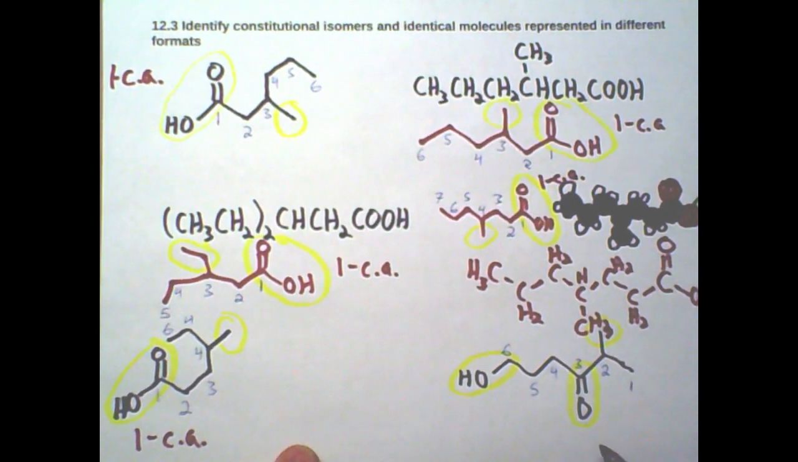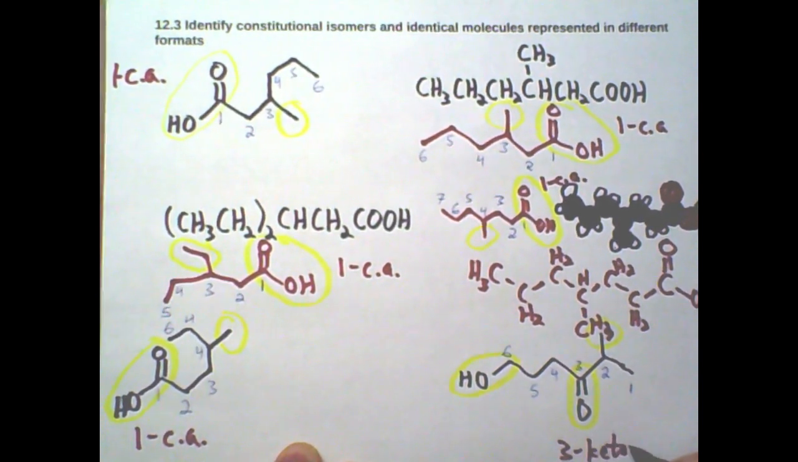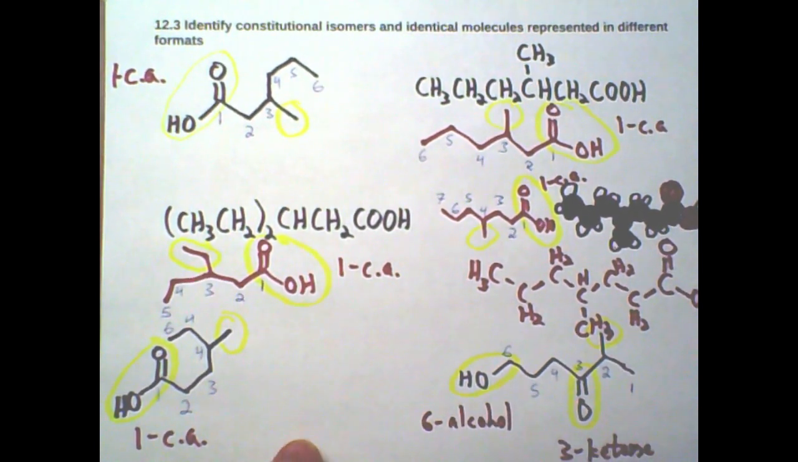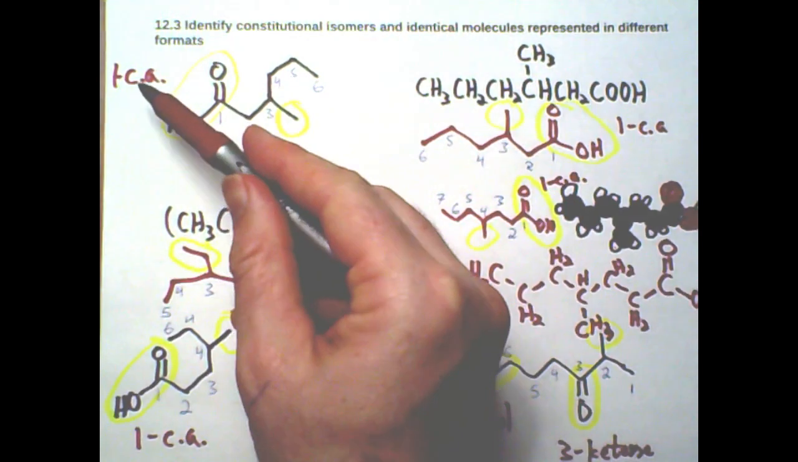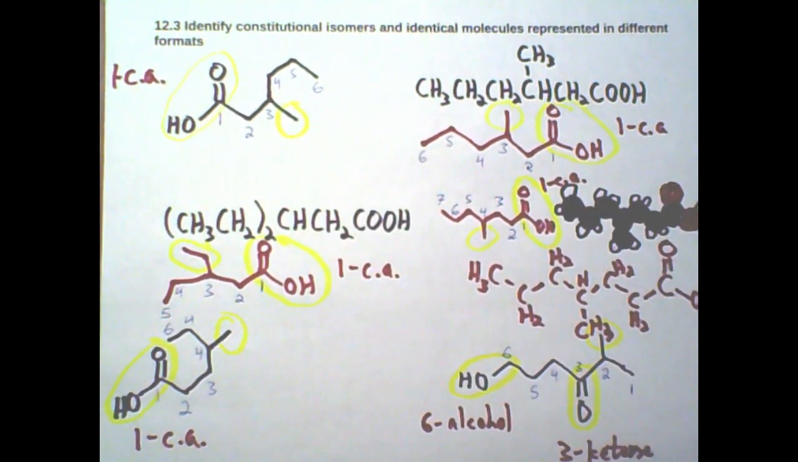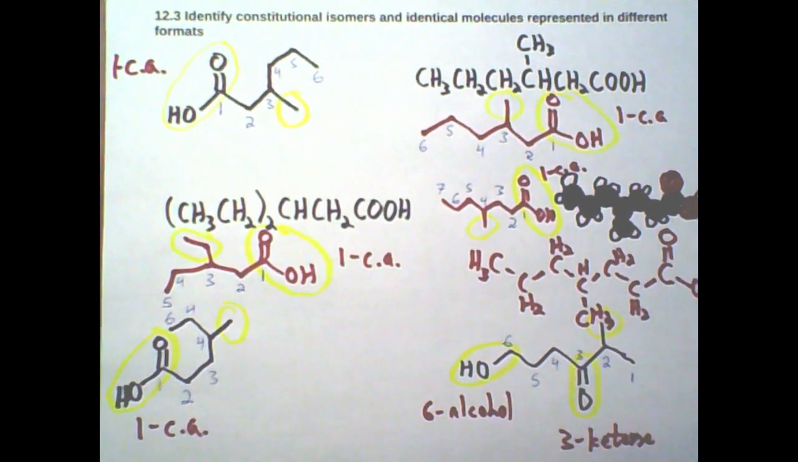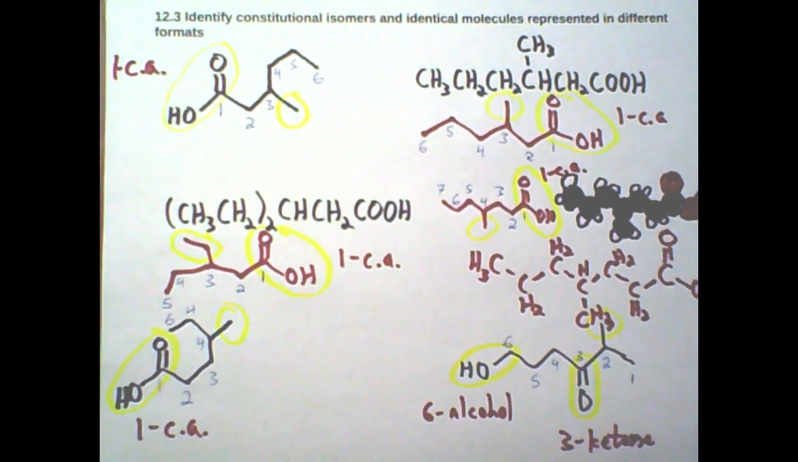This molecule, on the other hand, has at 3 a ketone, and at 6 an alcohol. So everyone that has a carboxylic acid at 1 has the potential to be an identical molecule, or they could be constitutional isomers. We don't know yet. But this one down here is definitely not an identical molecule, but it still could be a constitutional isomer if it has all the same atoms as the others.